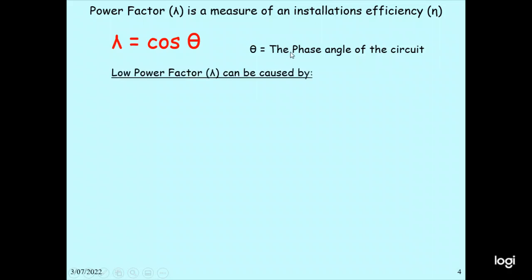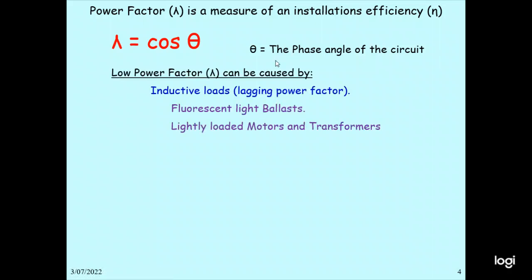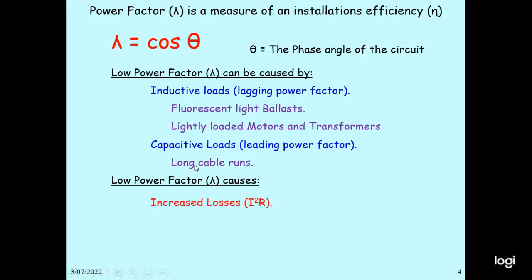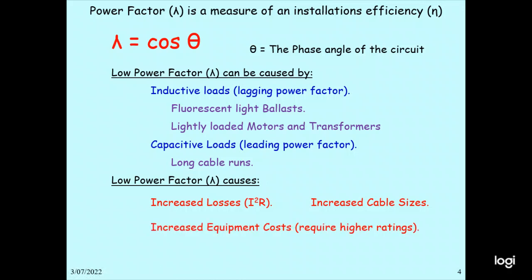Low power factor can be caused by inductive load, lagging power factor, such as fluorescent lights, lightly loaded motors and transformers. This is for the low power factor. Capacitive load is a leading power factor, so this is a long period run. Low power factors can cause an increase of the current and I squared R loss, increase the cable size, increase equipment cost because a higher rating is required, and increase the generation cost. Also, operational problems can happen. So these are the effects of the low power factor.